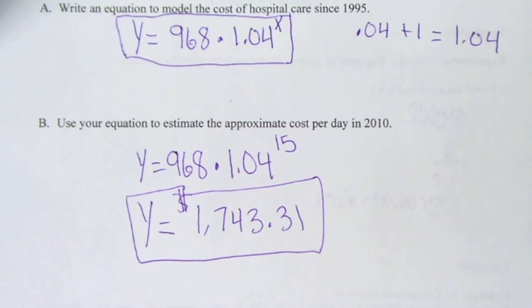Well, if we wanted 2012, what would we plug in? 17. Each year goes up. Now, whether this is accurate and up to date, I don't know. Probably it's like 1,885.57. That sounds about right.